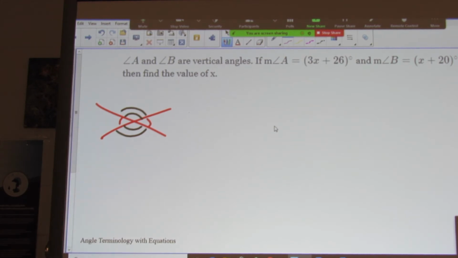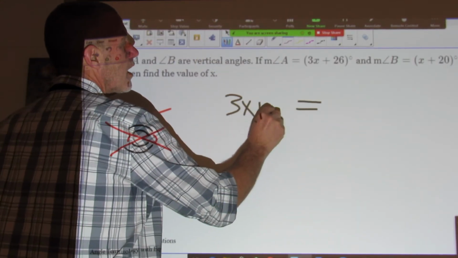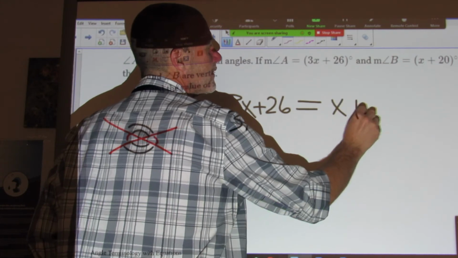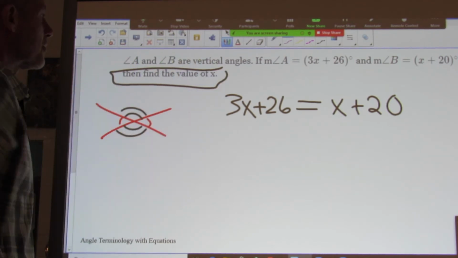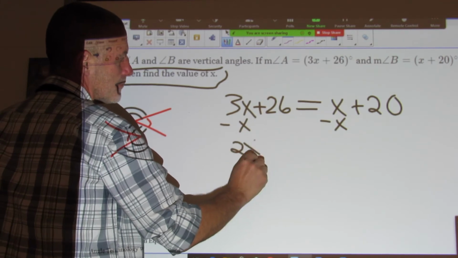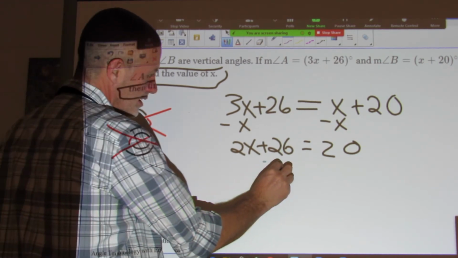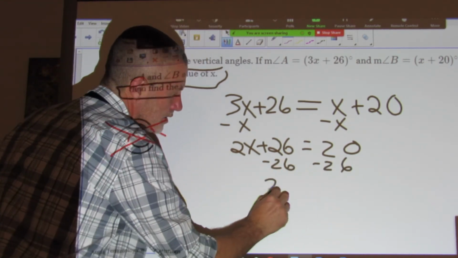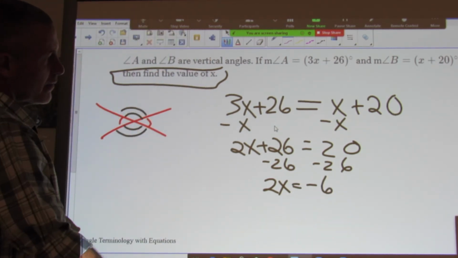It tells me that angle A is 3x plus 26, and angle B is x plus 20. I know that those must equal each other, so I'll just make an equal sign and put angle A on one side and angle B on the other side, and then just solve the equation. They are being nice, and all they want me to do is solve for x, so just solve the equation, and we are done. Two-step equation left. And in this case, we are going to get a negative answer.